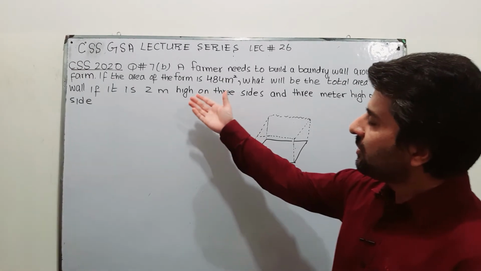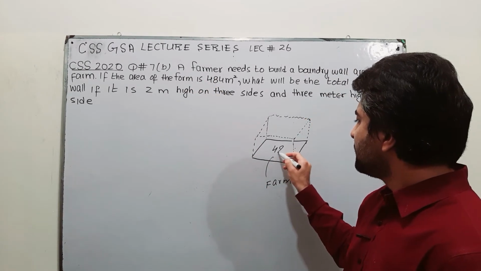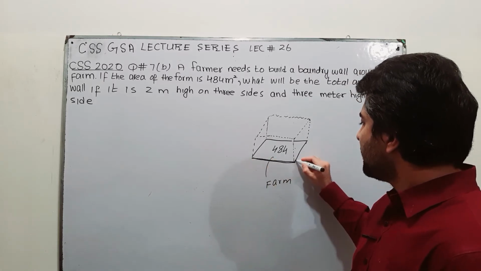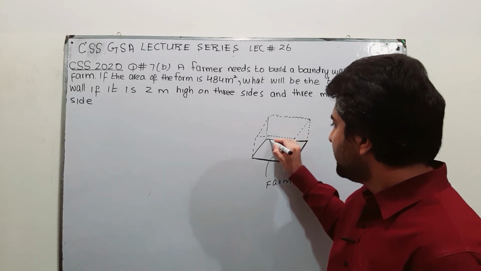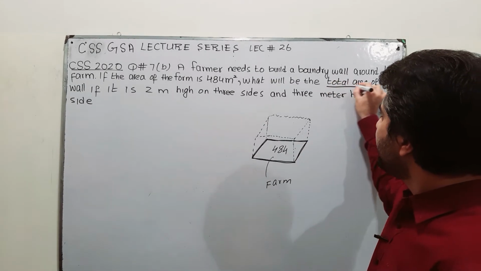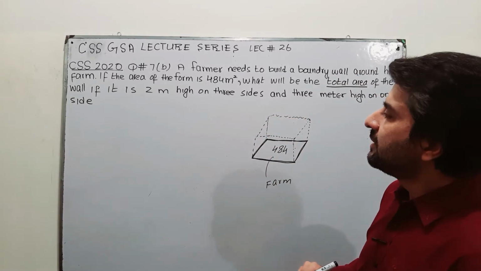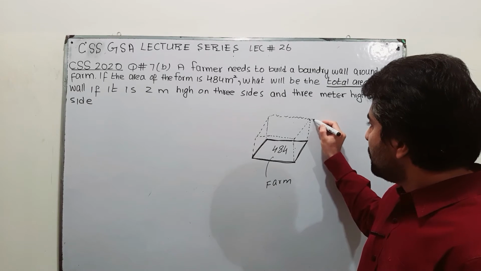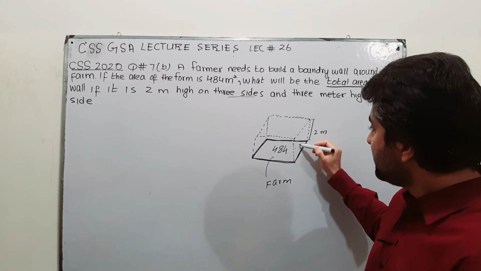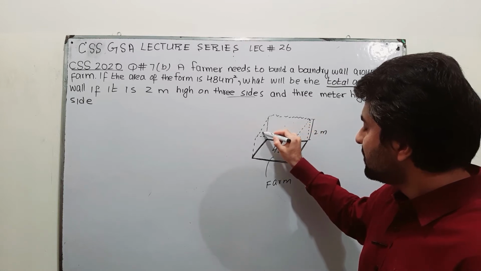Now what is given about this farm is that the area is 484 meters square. This shape, the one you can see at the base, its area is 484. What will be the total area of the walls if it is 2 meter high on three sides? Mean this side is 2 meter high, this side, the back side is 2 meter high, and this side, suppose they are 2 meter high.